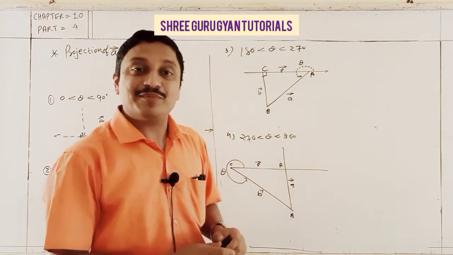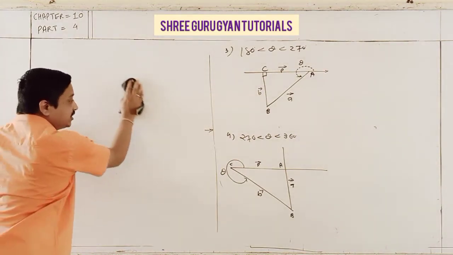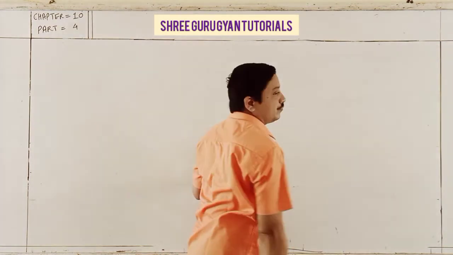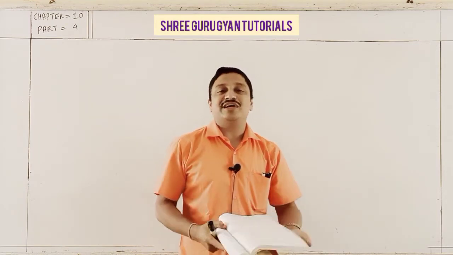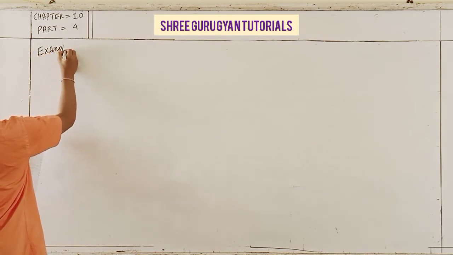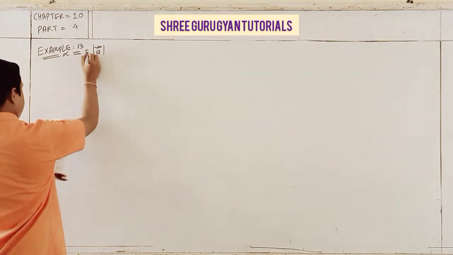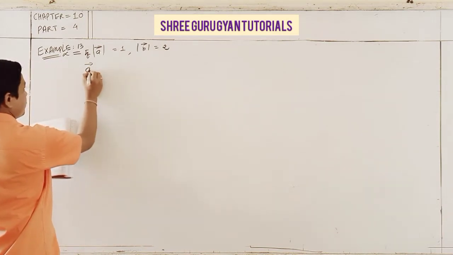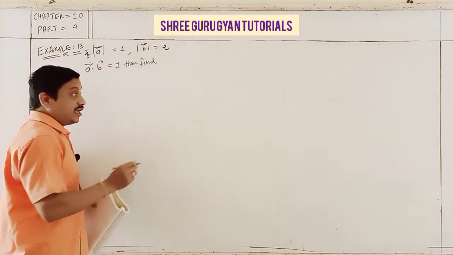Example continue, students. Example number 13. Very easy numerical and very simple. So slowly I go, students, in the easy way. Yes, define angle between vector A and B for two vectors. Example 13. If modulus A is 1, modulus B is 2, and A dot B is 1, then find the angle between A and B.